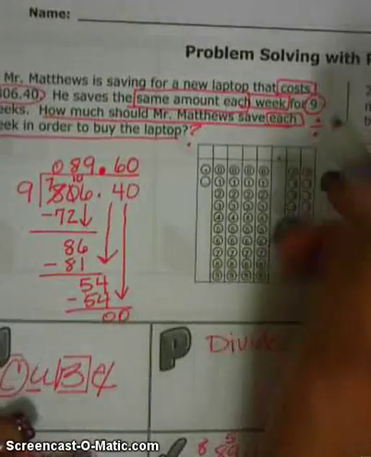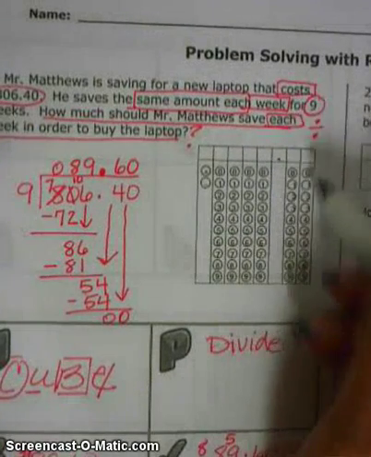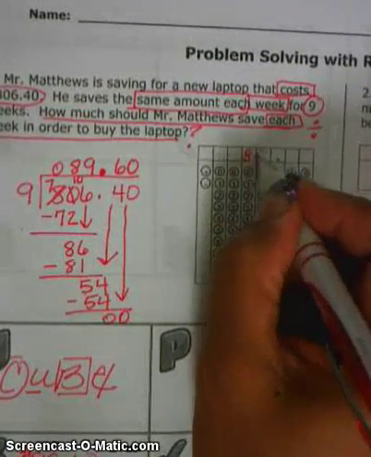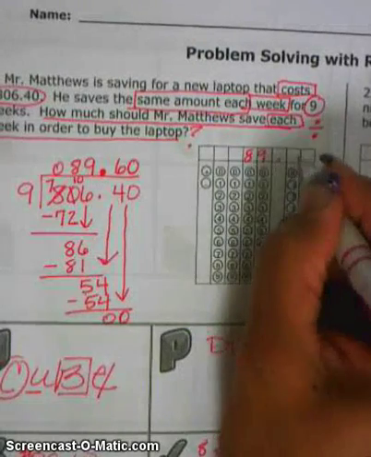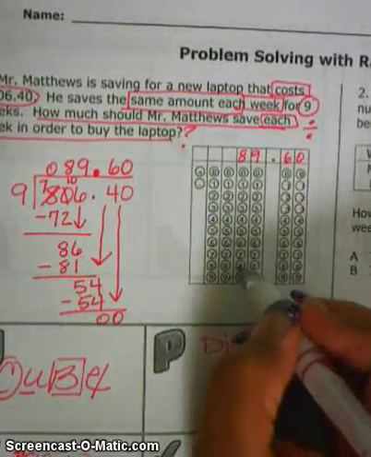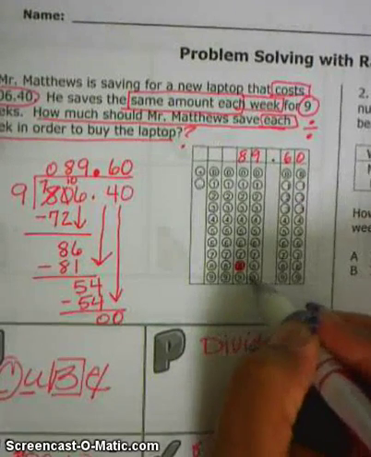So the answer to this is $89.60. Here's my griddable. There's my decimal. So I know that 89 goes here. Those are my whole dollars, and 60 cents goes to the right of the decimal. Those are my cents. And so then you would just make sure that you bubble correctly.